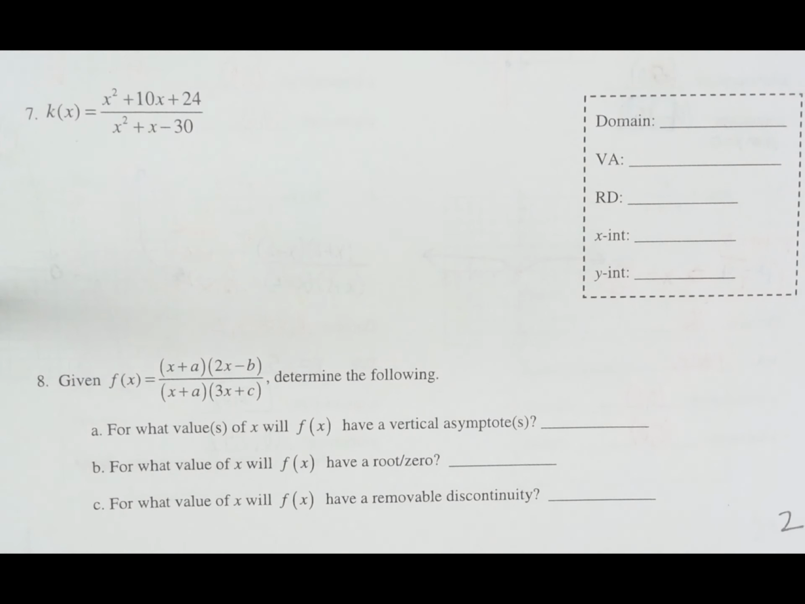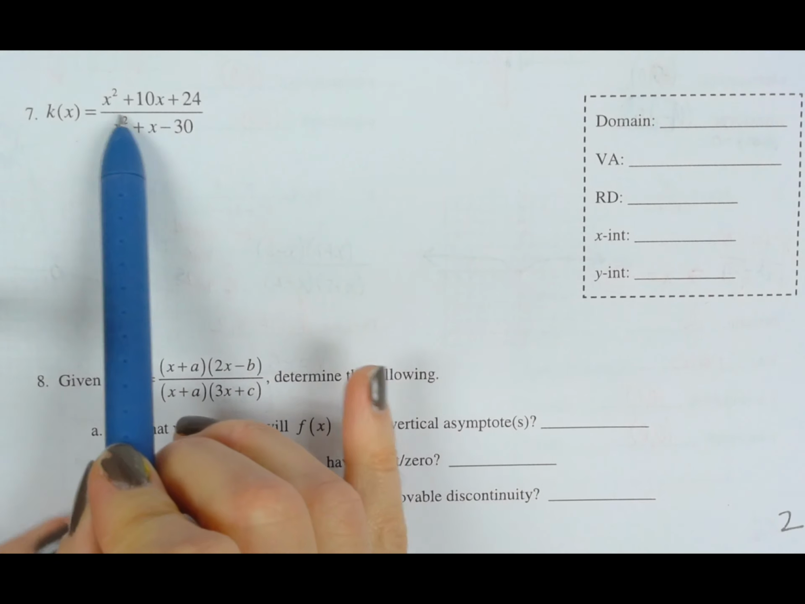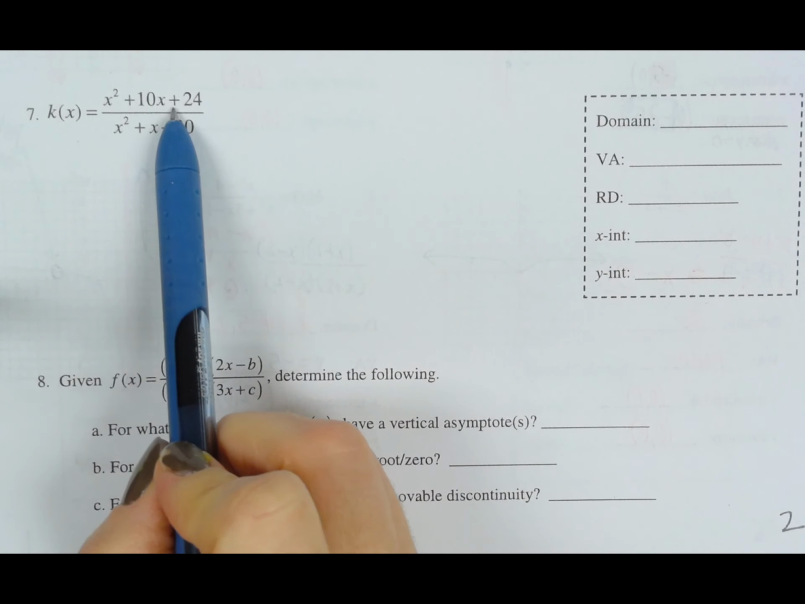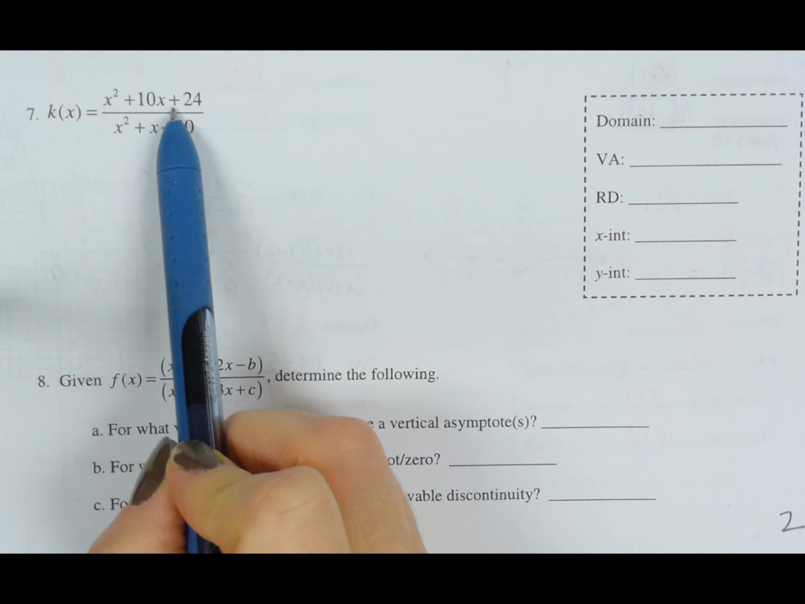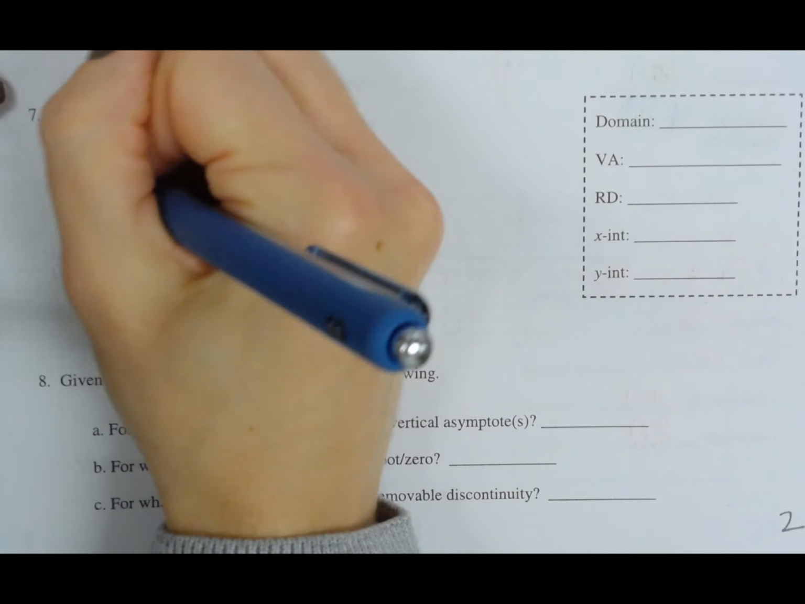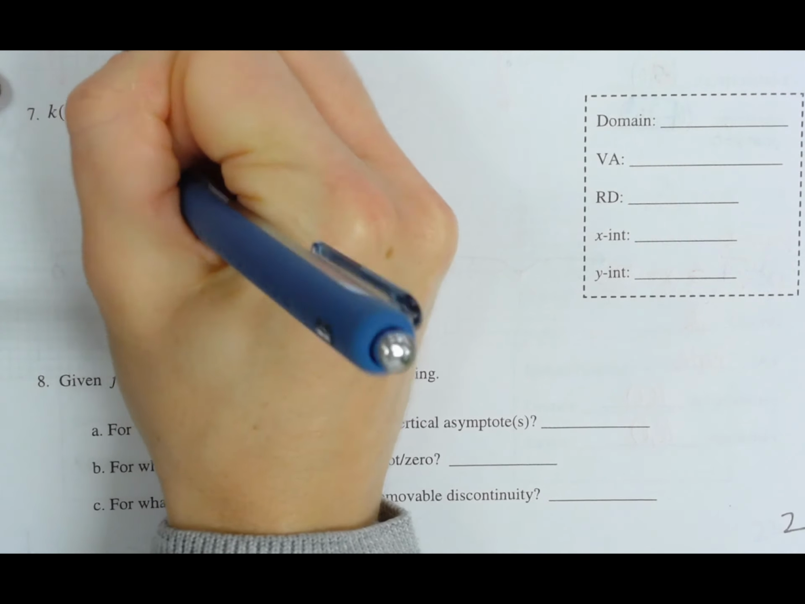Yeah, so for the numerator, you want to factor it first. So it's not going to be 12 and 2 because that's not a subtraction sign. Okay, so in order to get a 10, you'd have to have a negative 2 and a positive 12, and that's not going to give you a positive 24. So you're going to have an x plus 6 and an x plus 4.